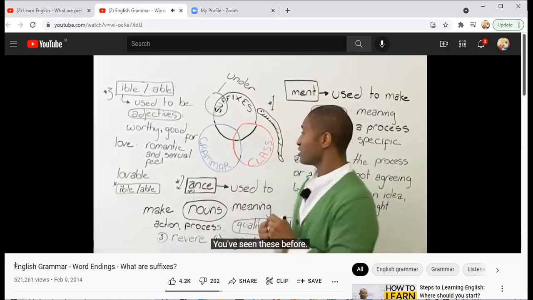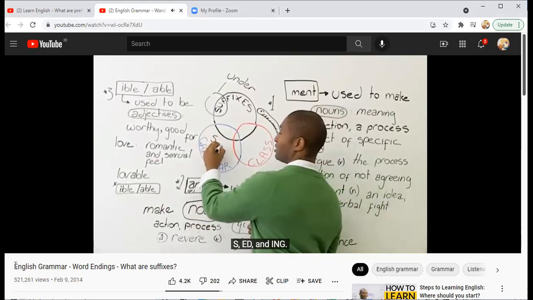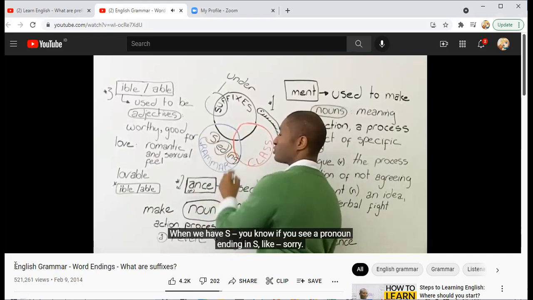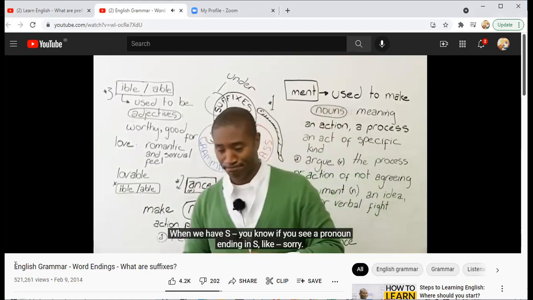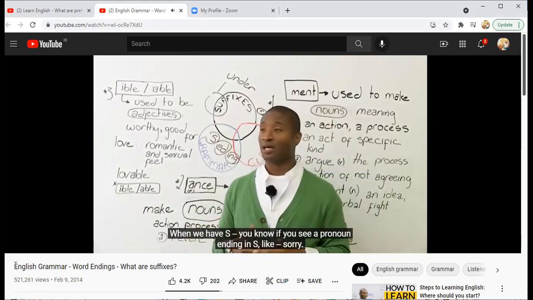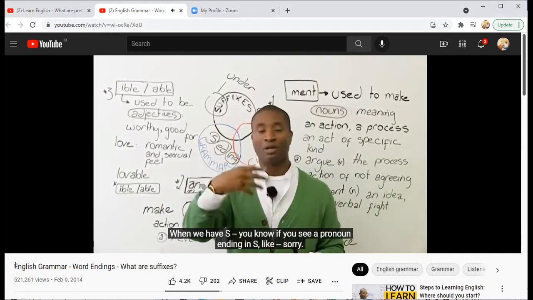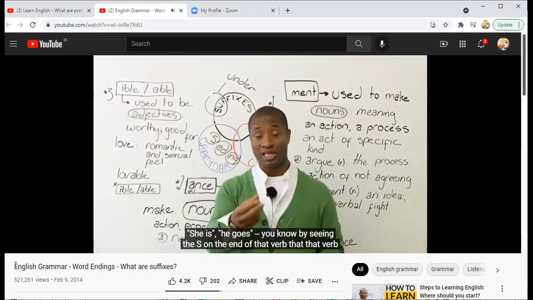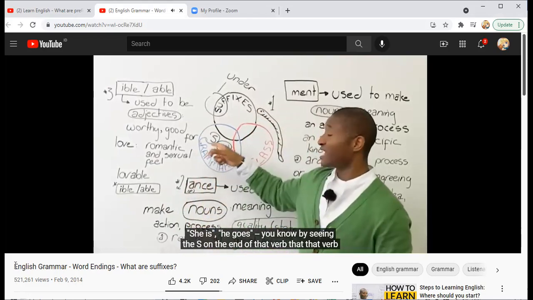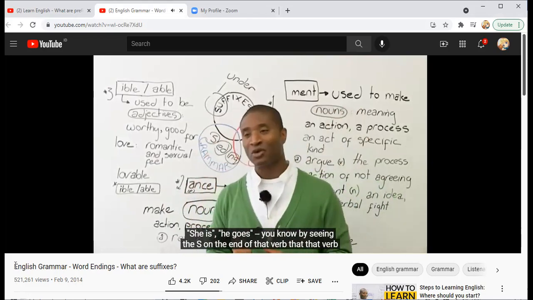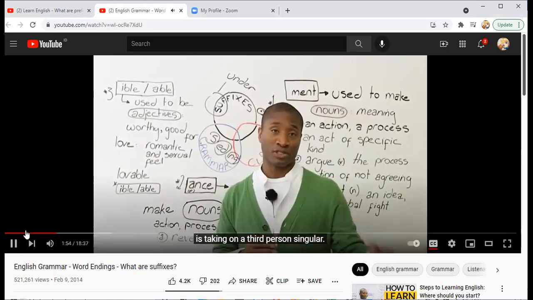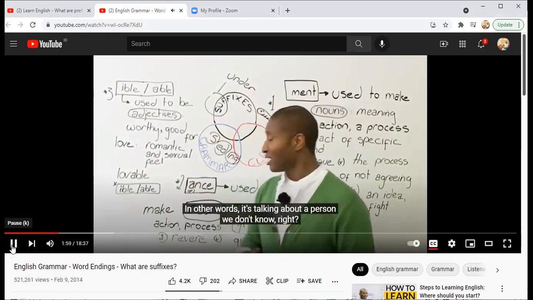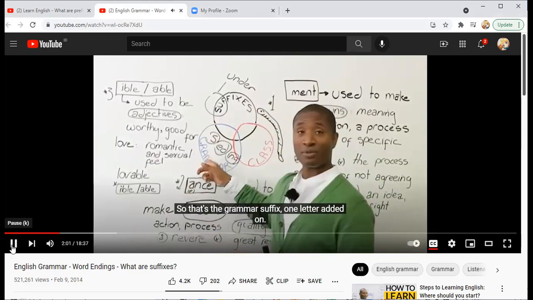And I'm going to try and explain this by going here first. Grammar suffixes. You've seen these before. S, ED, and ING. When we have S on a verb, like she goes, he goes, by seeing the S on the end of that verb, that verb is taking on a third person singular. In other words, it's talking about a person we don't know, right? And it's a singular person. So that's the grammar suffix.